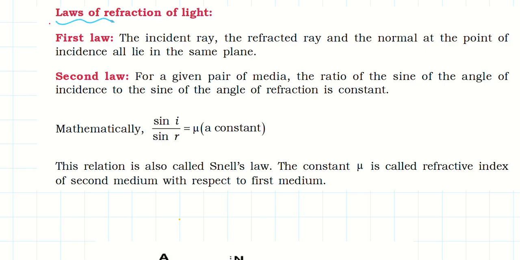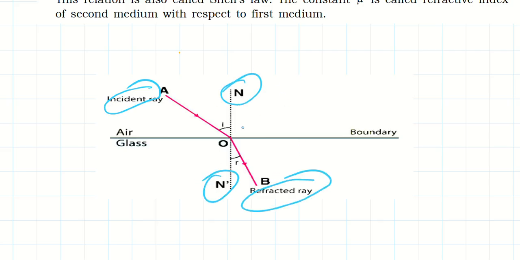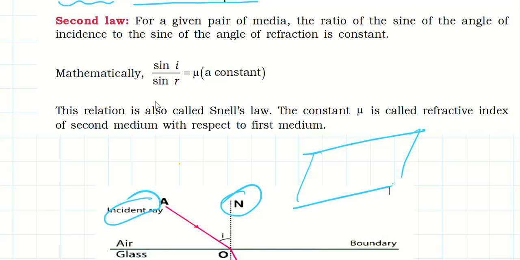So here you can see the first law. What is the first law? The incident ray, the refracted ray and the normal at the point of incidence all lie in the same plane. As you can see in the diagram, this is the incident ray, this is the refracted ray, and this is the normal. So, according to the first law, the incident ray, normal, and refracted ray all lie on the same plane, right? So, this is the first law that you should remember.